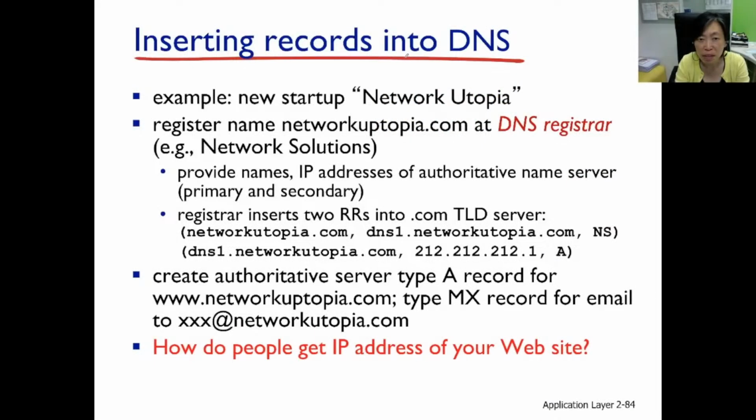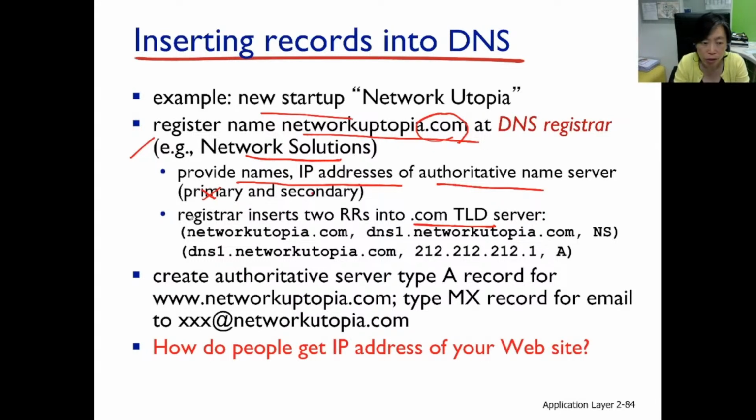Now let's try to put our knowledge into use. So here the scenario is you need to set up your network for a startup, Network Utopia. All right, so two things you need to do. First, register your domain name with the DNS registrar. Now, being a .com, you talk to this company, Network Solutions, who maintains the .com TLD server. Second, you also provide the name and IP address mapping of the authoritative DNS server you'll be setting up. Okay, so there could be a couple of them, just in case the first one fails, there's a backup.